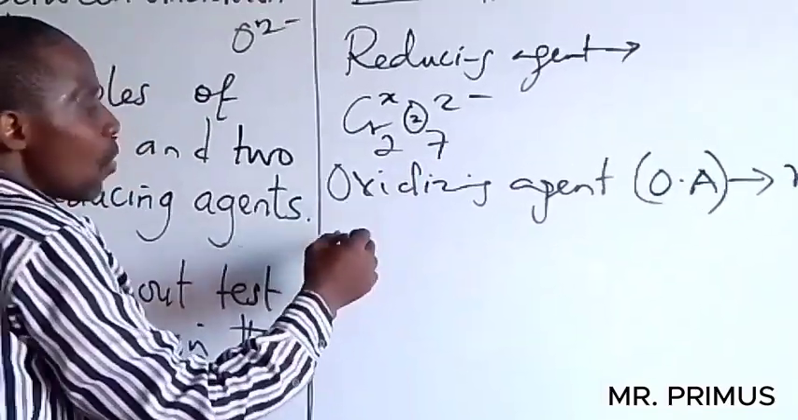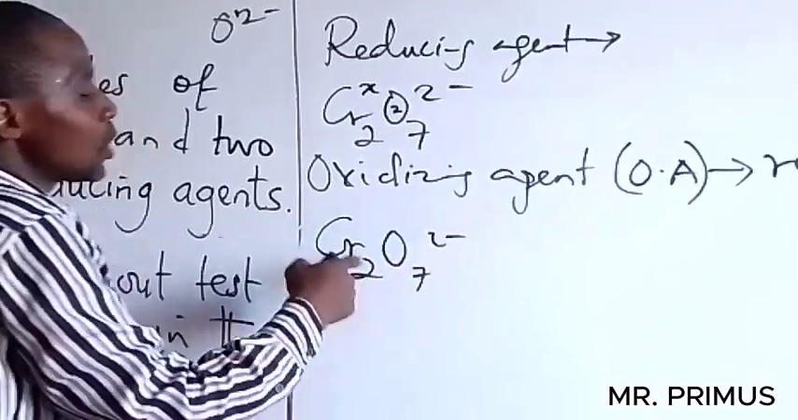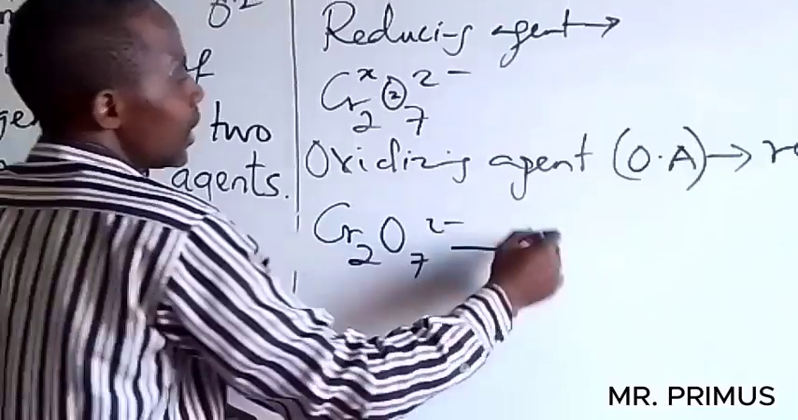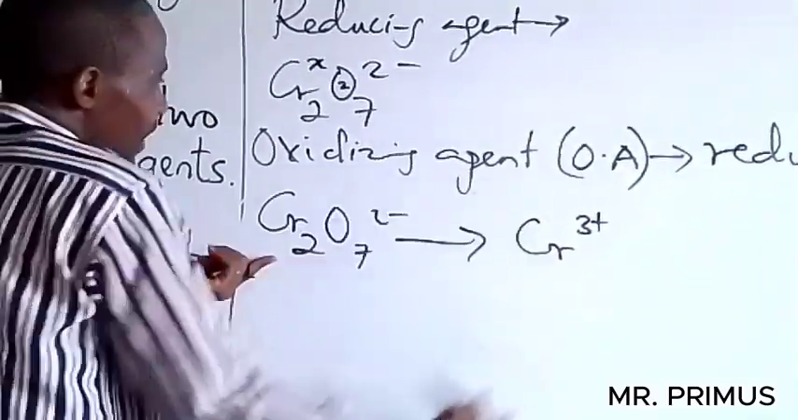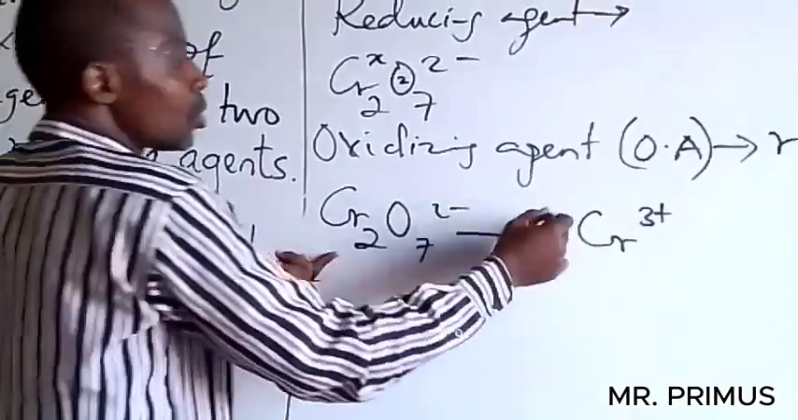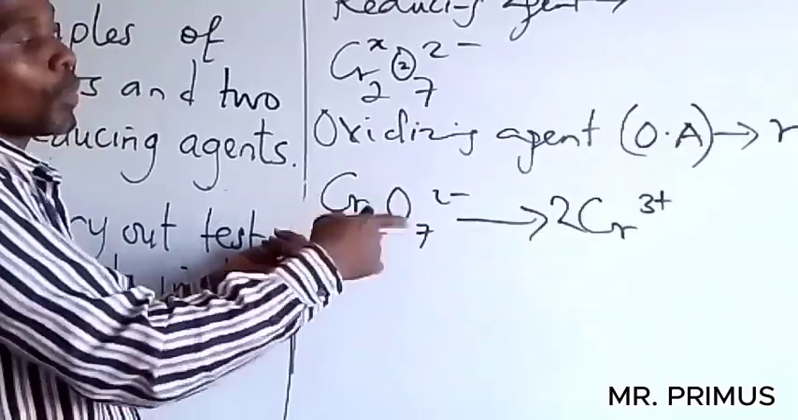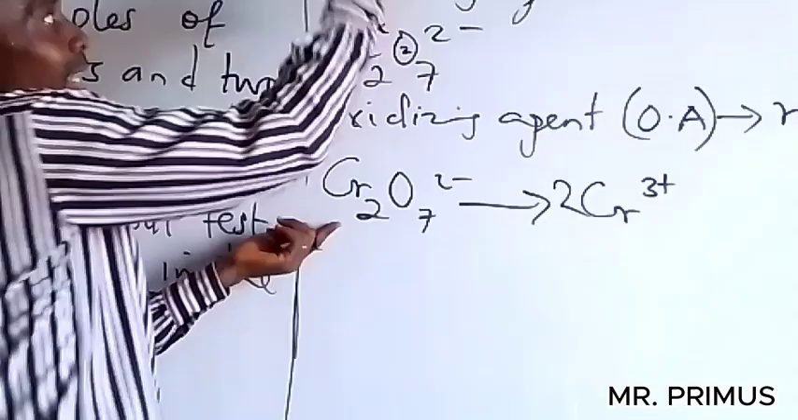Okay, look at it now. When it is Cr2O7 2 minus, if it oxidizes another substance, it changes to what? Cr3 plus. From 6 to 3. This is very, very important. We are going to use this to balance the redox equation, and this as well.